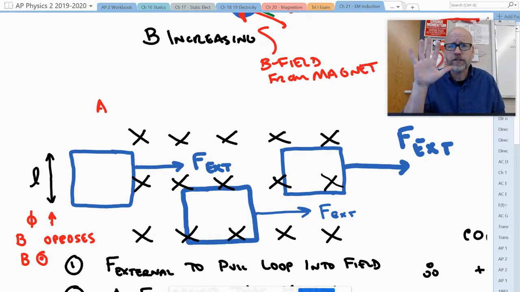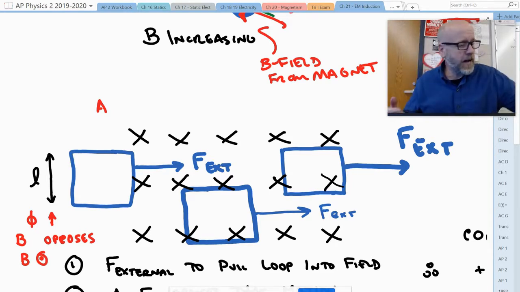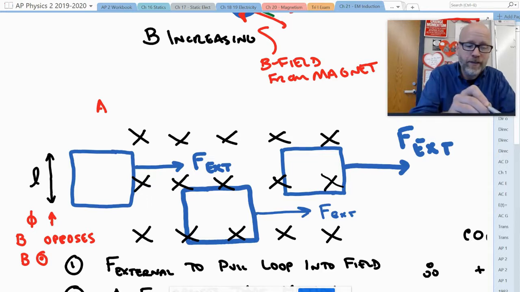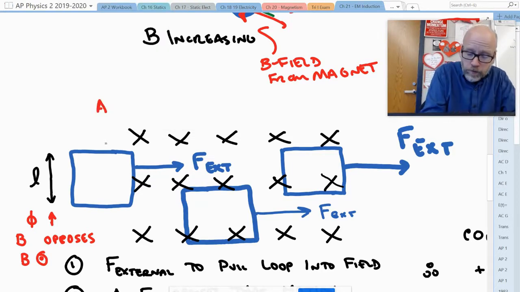Get your right hand out. Good. Fingers inside the loop. B field coming out at you. While it is being pulled into the B field, the current is going to be counterclockwise.